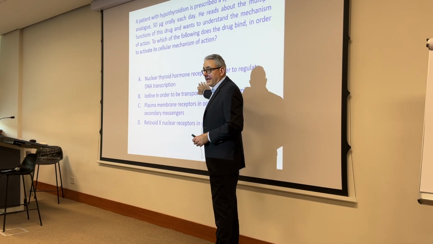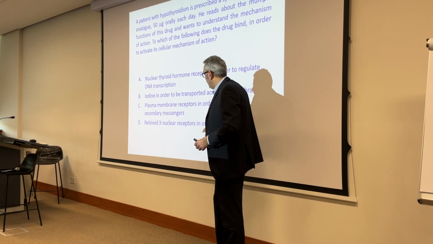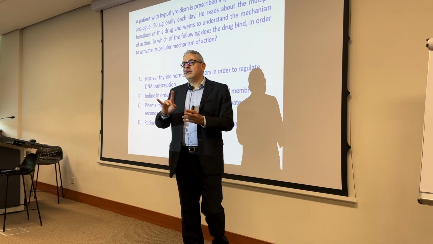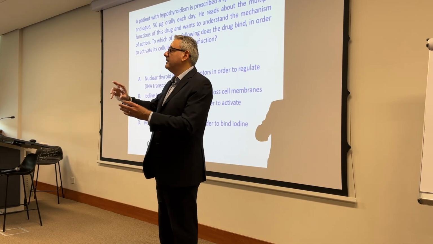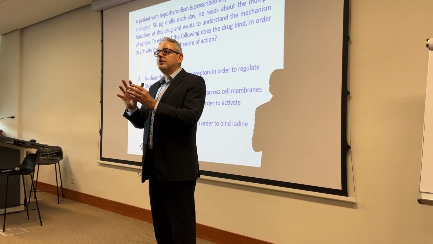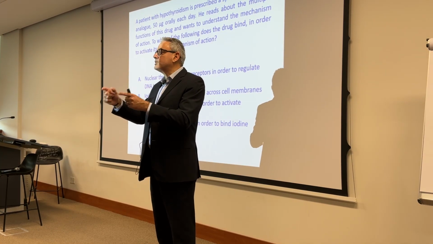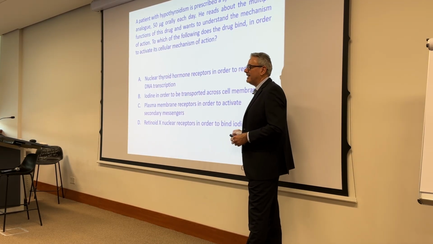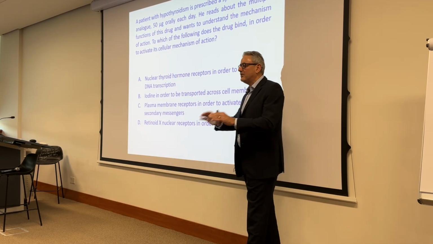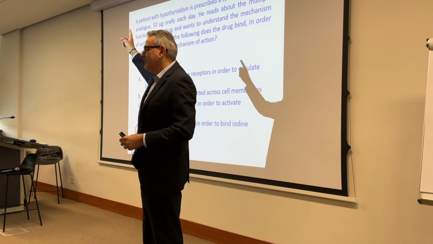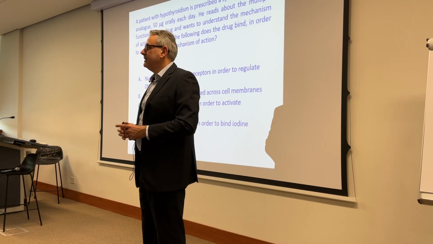So it is A, okay? Of course, the retinoid X nuclear receptor will bind, but not on the thyroxine. It will bind on the receptor to thyroxine. And they bind on the receptor of thyroxine to do what? To enhance what? Transcription, not to bind iodine. Iodine has nothing to do with the target cell at all. Iodine is at the thyroid gland, follicular cell.